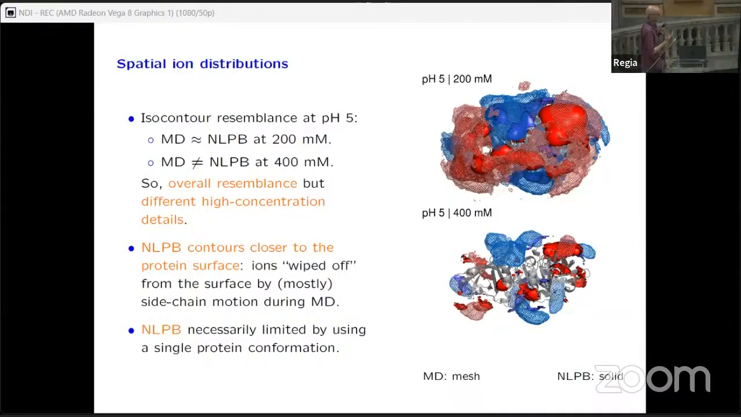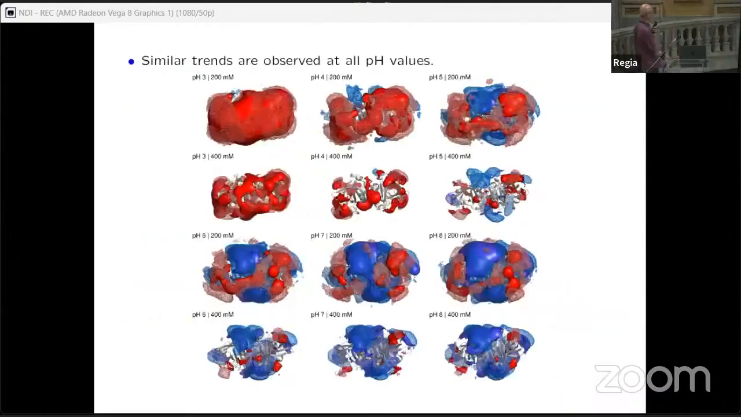So the message in this case is that the overall concentration distribution seems to be similar in both cases, but when you start looking at the details, it's not that similar at all. This is observed for all pH values; that one was for pH 5, which is near the isoelectric point. If you look in more detail at each of the cases, you will see the same pattern.